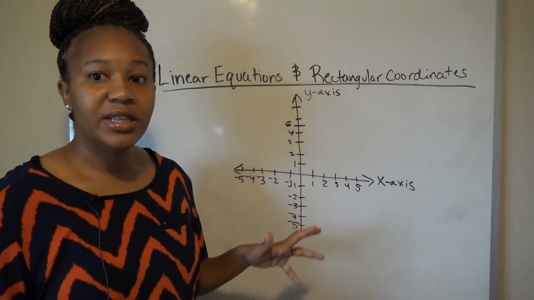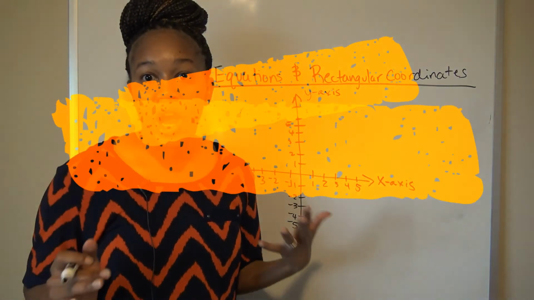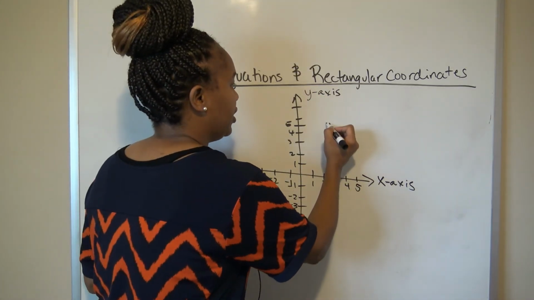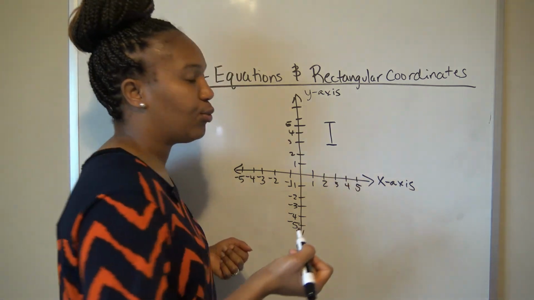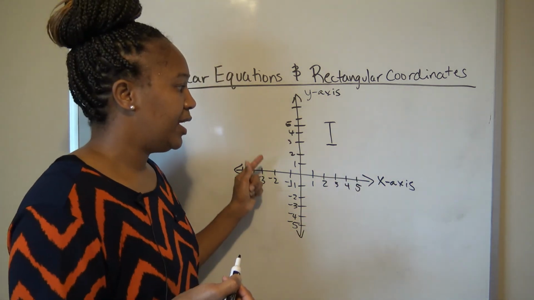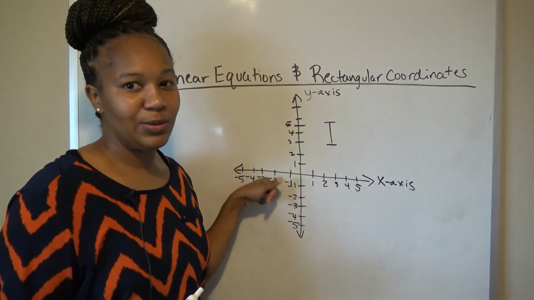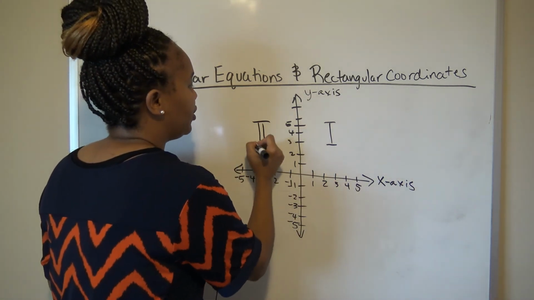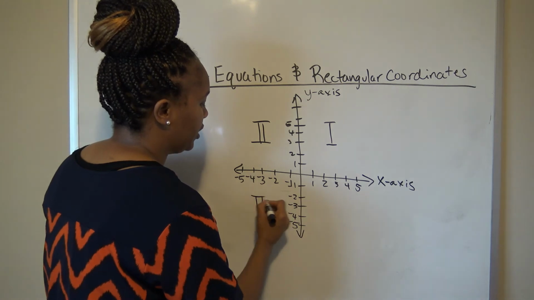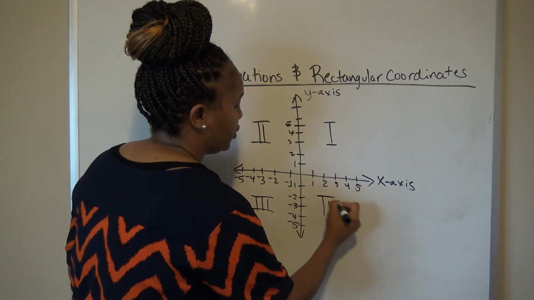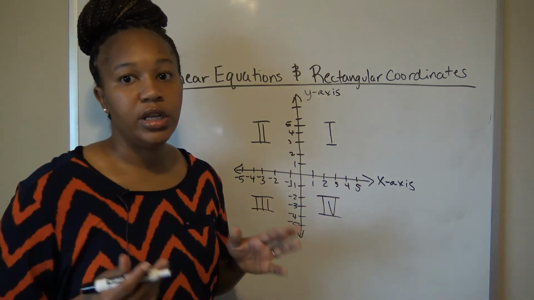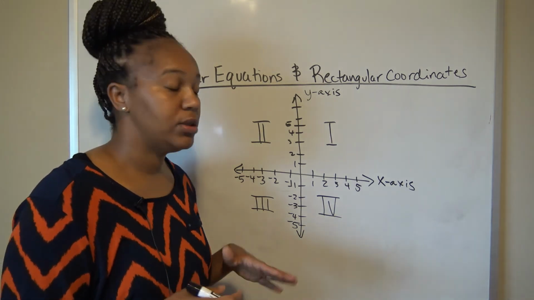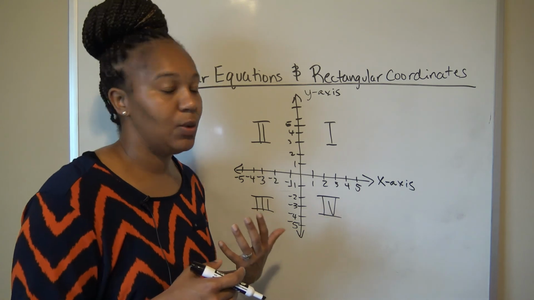This coordinate system is broken up into what's called quadrants. There are 4 quadrants, and the first quadrant is here, and we usually write them in Roman numerals. The second quadrant, it doesn't go clockwise, which you think it would, it actually goes counterclockwise. So the second quadrant is here, the third quadrant is here, and the fourth quadrant here. In each quadrant, you have different signs for your x and y values.